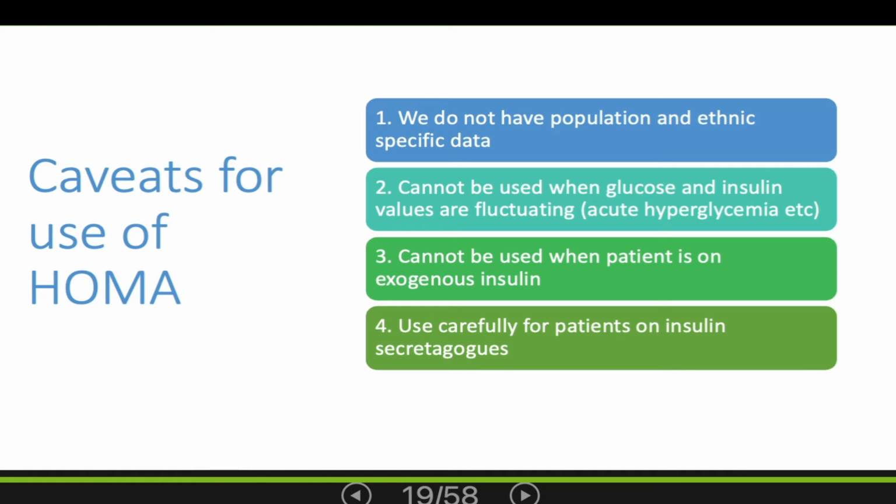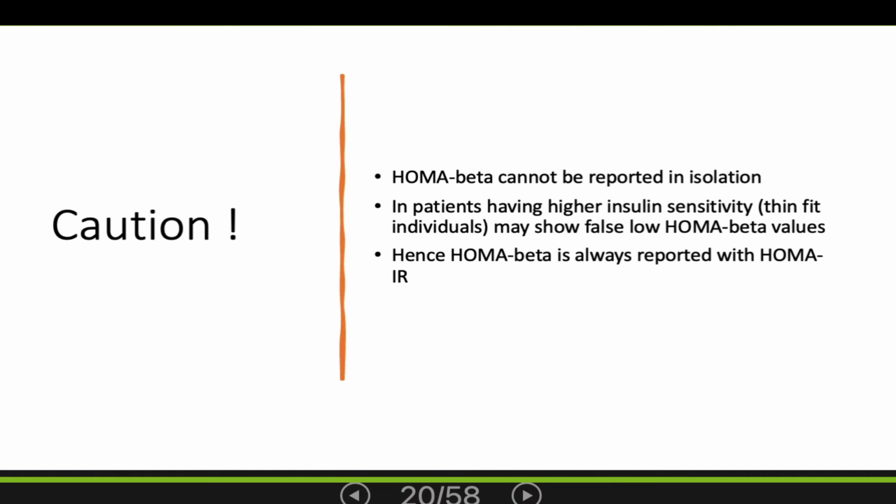You cannot use it for a patient who is on exogenous insulin because mainly you're using insulin levels, and of course, the exogenous insulin will be detected, so you cannot use it. And per se, it would not be a good idea for using it on patients on insulin secretagogues like sulfonylurea. But in selected cases, you can use it. However, you should know how to interpret those results.